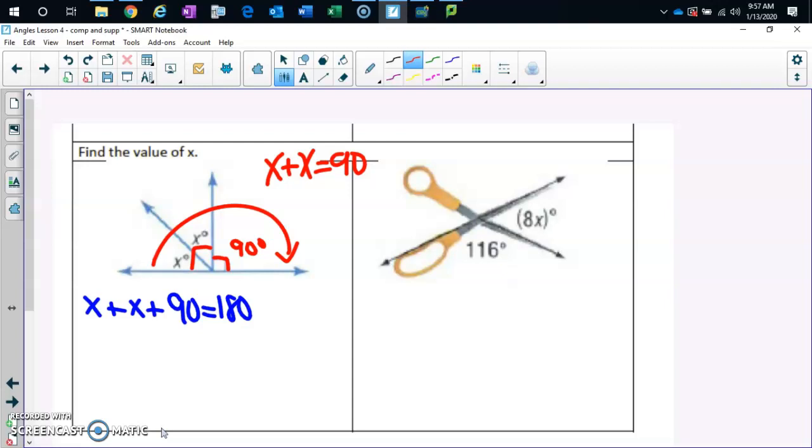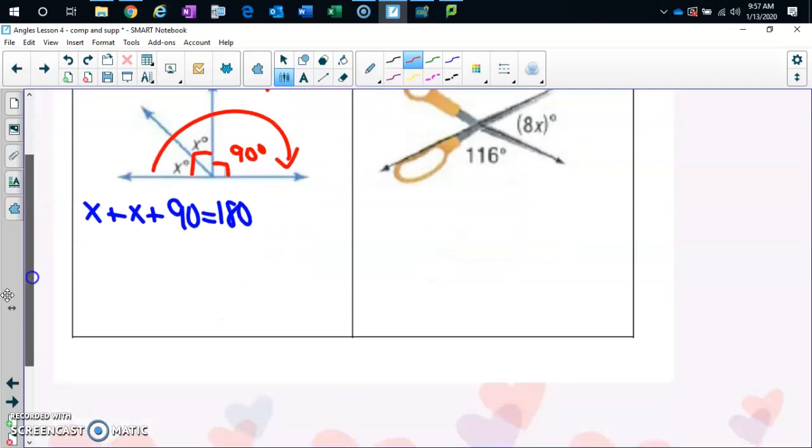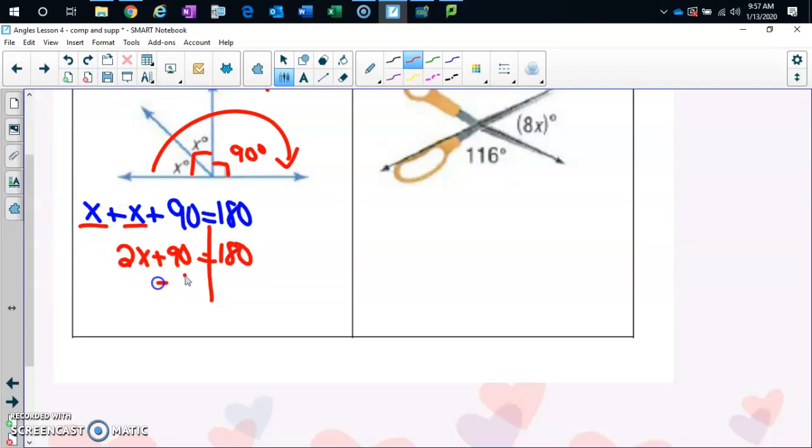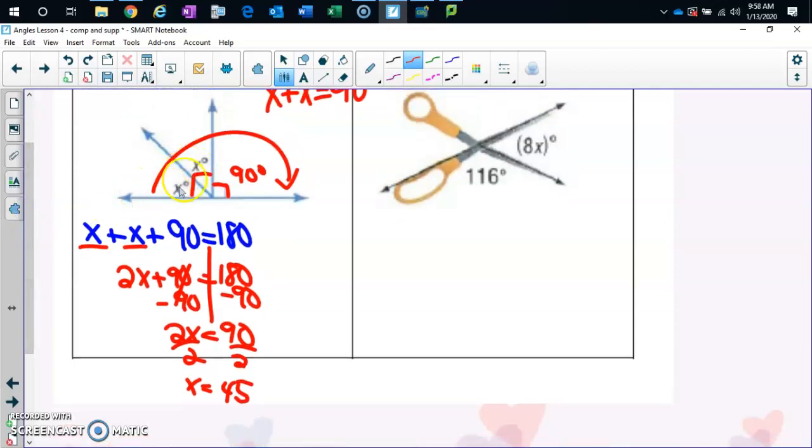Do you see that? I'm going to solve it the first way. X plus x is 2x plus 90 equals 180. Subtract 90 from both sides. 2x is 90. Divide by 2, x is 45. You will get the same equation either way. So these x's right here, they are complementary. You cannot say that all three are supplementary because it's not two angles, it's three.